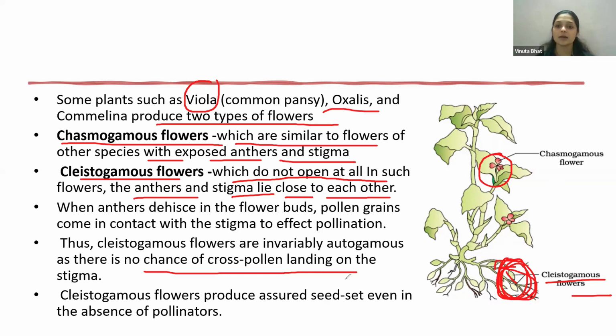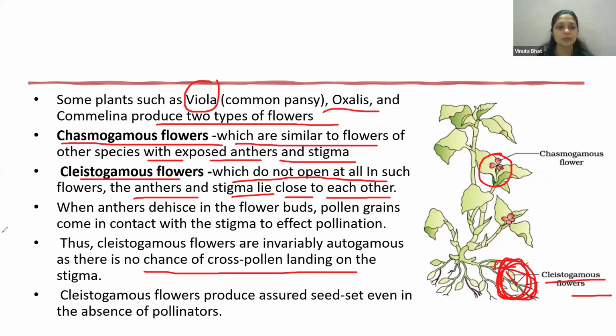So you may be asked this in an MCQ. In the absence of the pollinators, these flowers assure the seed set. Pollinators are not required, right? In the absence of pollinators they are able to perform the pollination. So that is the clistogamous flowers.